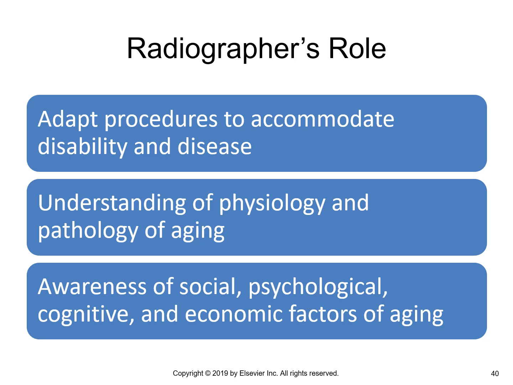Awareness of social, psychological, cognitive, and economic factors of aging. You'll have to understand that some people don't have the social safety net. They don't have a caregiver. They don't have family support. They don't have financial support. They just lost their spouse last year. All of these things could be happening to our geriatric patient.